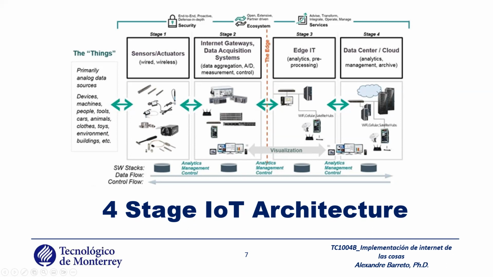Okay? And using this approach, you divide the system into four stages. Stage 1 is the sensors and actuators, stage 2 the internet gateways, stage 3 the edge, and stage 4 the cloud. I'll explain.